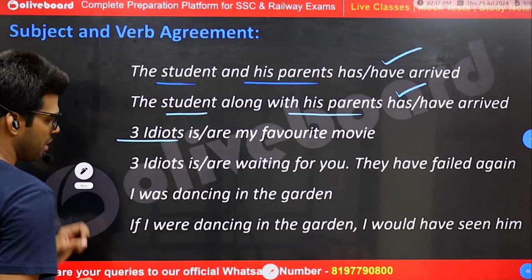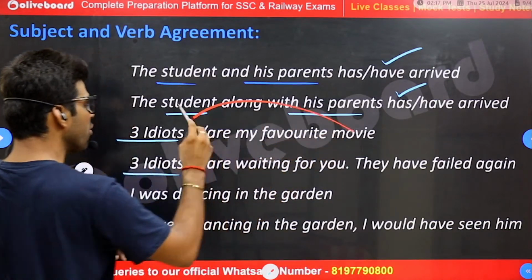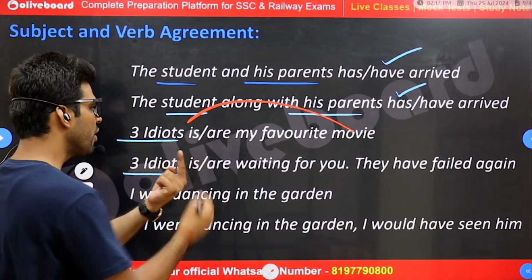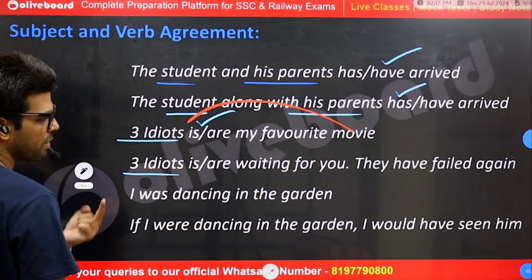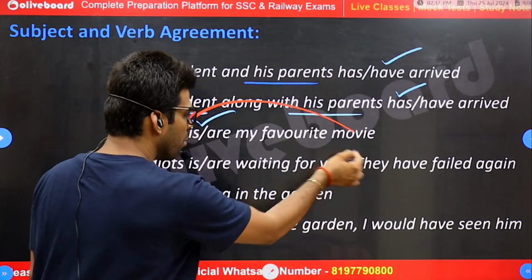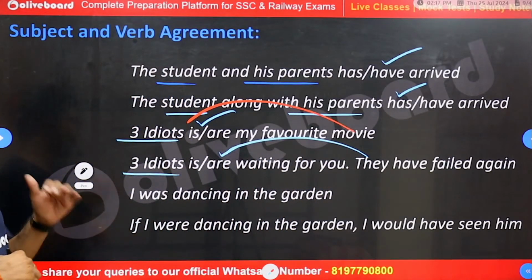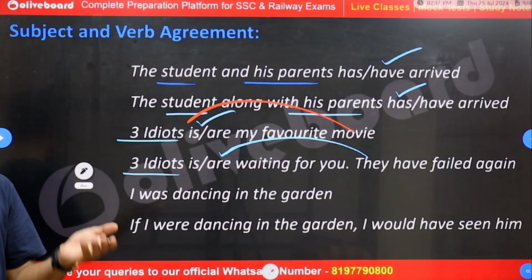3 idiots, the same subject in both the sentences, but as per the predicate, that's the name of a movie, and that is just only one movie, so will be singular. But there may be some people, they are idiots, for example, they are waiting for you. More than one, we have to say are. So we can't just mug up with this subject, we use this.